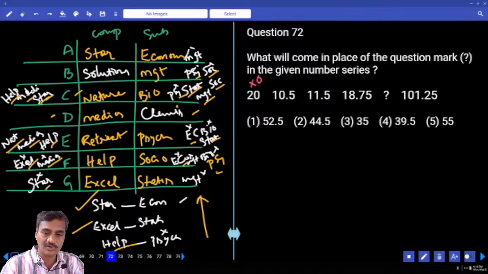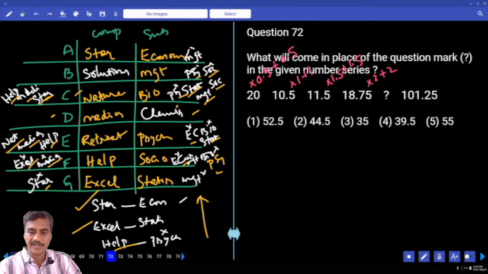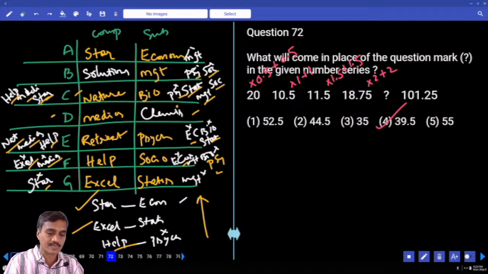20 into half, 10. 10 plus half, 10.5. Into 1, 10.5 plus 1 is 11.5. 11.5 into how much? Into 1.5 plus 1.5 is 18.75. Then next one, 18.75 into 2 plus 2. How much is that one? 39.5, choice 4 for question number 72.